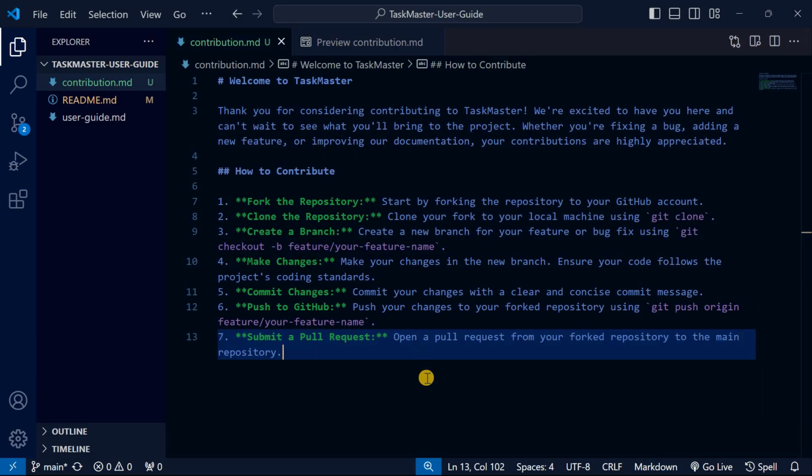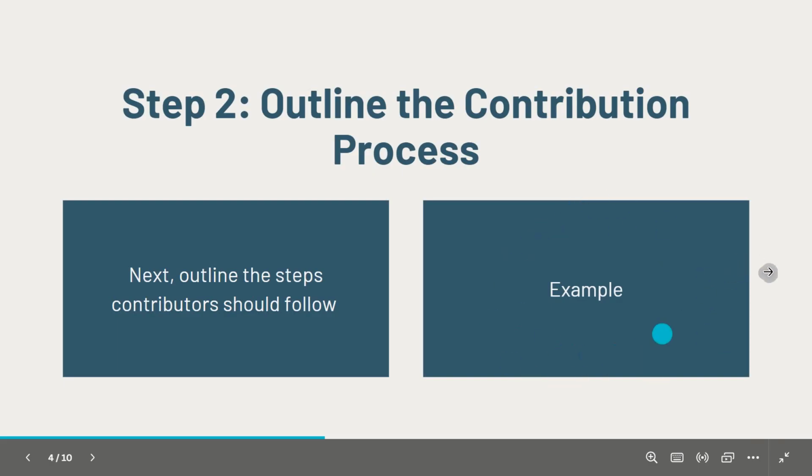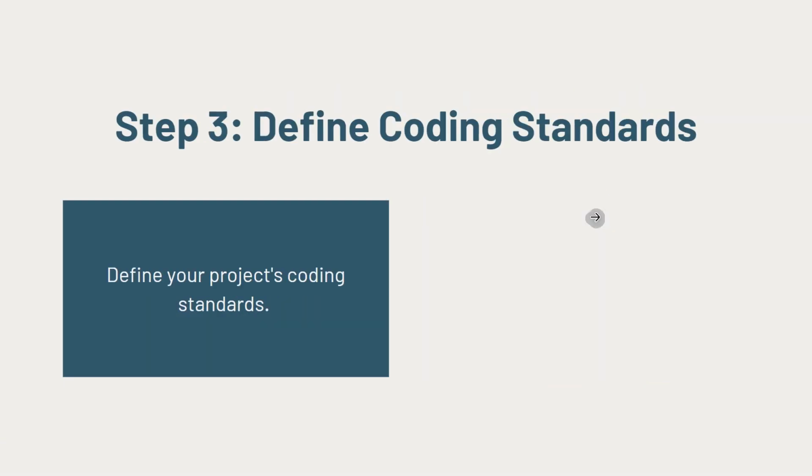So let's continue. You've seen a basic outline of the contribution process. So let's talk about coding standards. To maintain consistency, it's important to define your project's coding standards. This can include the code style, the formatting, and also the naming conventions.